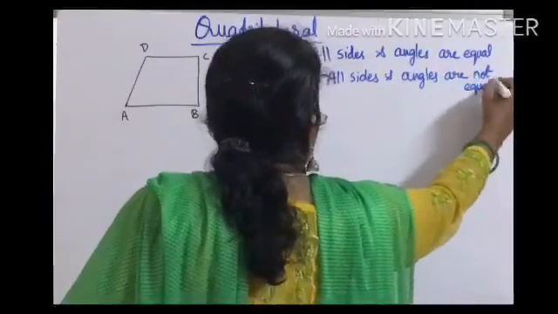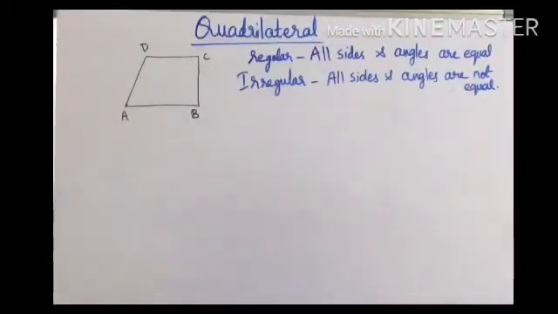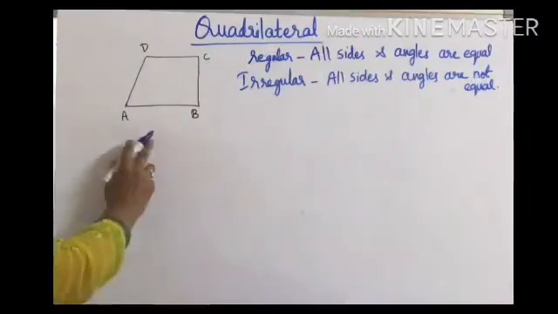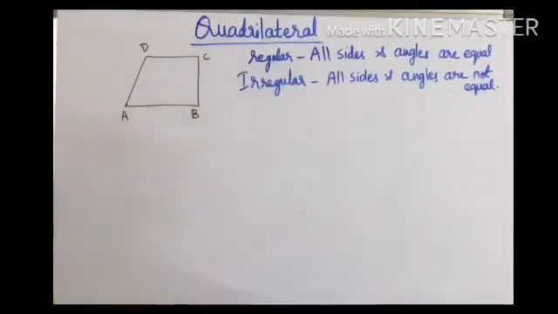So based on sides and angles, we can divide a quadrilateral into different types that we are going to learn in types of quadrilaterals, children. Coming to quadrilateral, a quadrilateral can be regular or irregular.